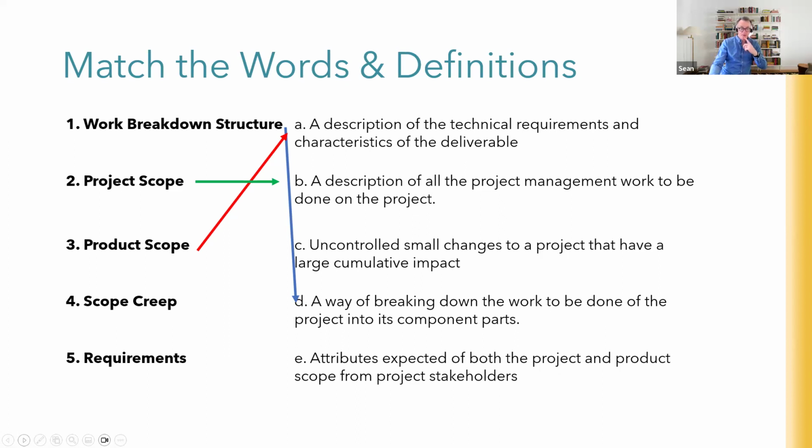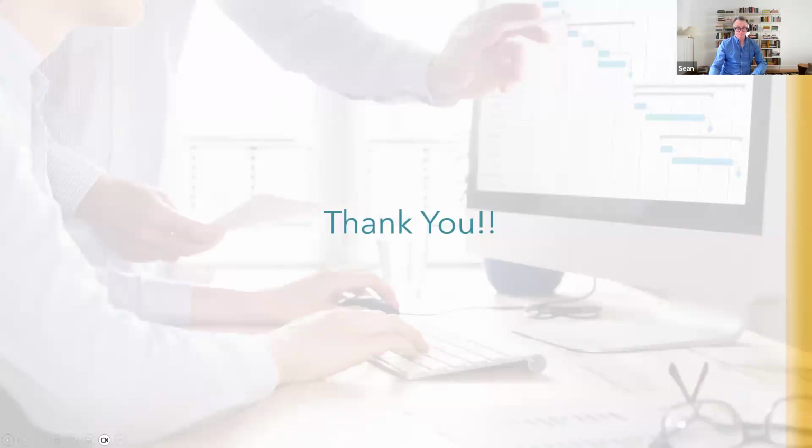Remember, it's important to have both. So the last two are scope creep and requirements, and it's either C or E. So scope creep is either the uncontrolled small changes to a project that have a large cumulative impact, or it's E, attributes expected of both the project and product scope from project stakeholders. You know straight away that requirements is E and scope creep is C. So there we are. So I hope that was useful to you.